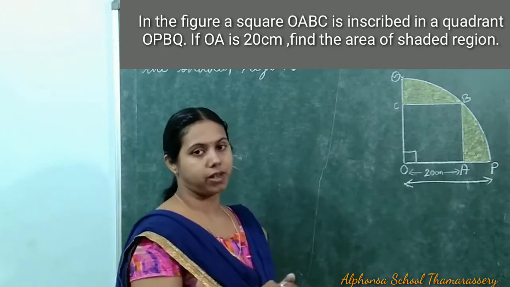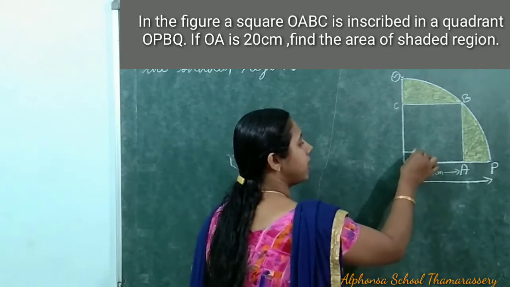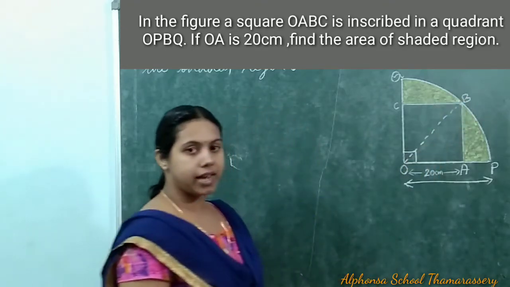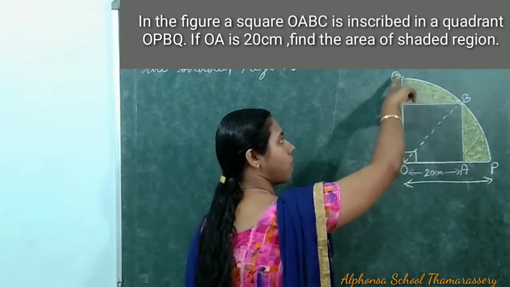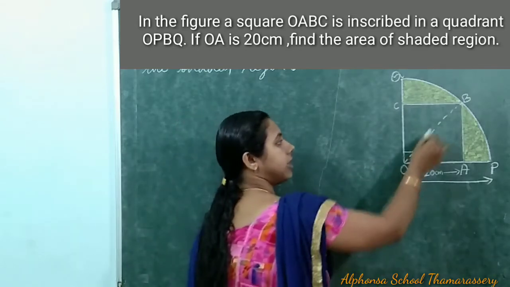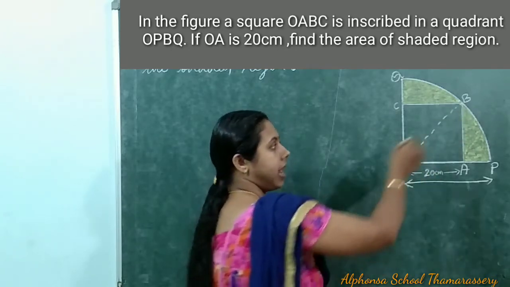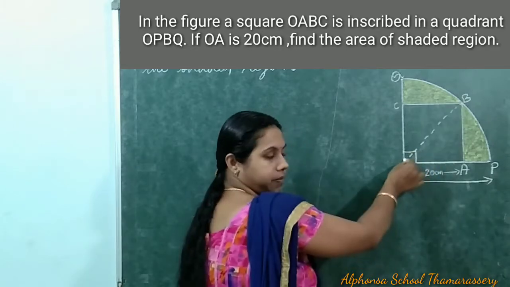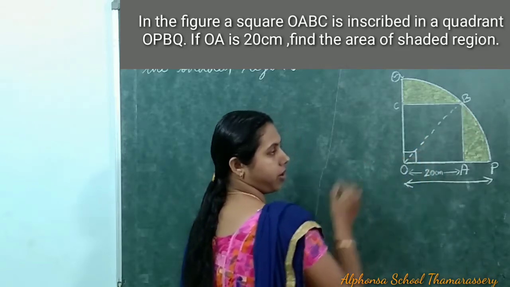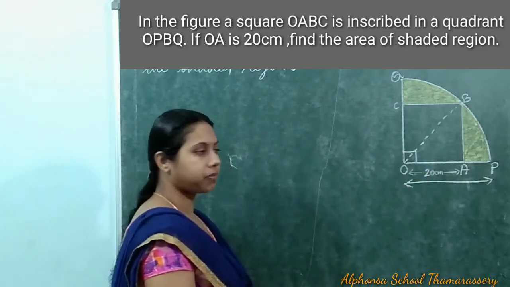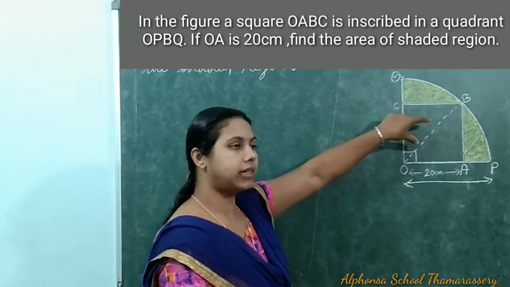When you observe this figure, you can see that OP, OQ and OB, these three are radii of the quadrant, or radii of a circle. OP is equal to OB is equal to OQ. So we can find the length of OB because it's a diagonal of a square. The diagonal of the square is equal to the radius of the circle. We know the side of the square, so we are able to find the diagonal. We can use the Pythagoras property: base square plus altitude square is equal to hypotenuse square. So using that we can find the length of OB.